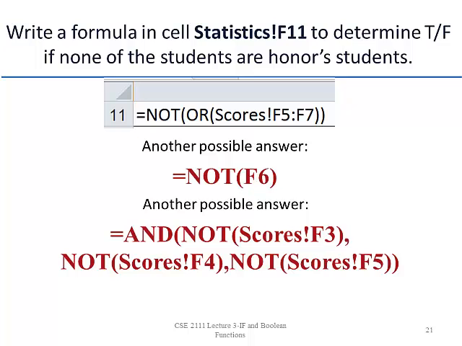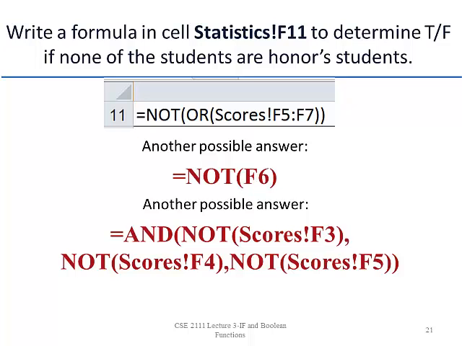Write a formula in cell Statistics F11 to determine true or false if none of the students are honor students. Anytime you see the words none of, you're going to want to use the NOT OR construct. What happens is you have the OR function. Remember, the NOT function only has one argument. In this case, the argument is another function. What the OR function does is it's going to tell you if at least one person is an honor student. So if one person is an honor student, that OR statement is going to evaluate to true. The NOT statement will negate it. NOT true is false, because you're checking to see if none of the students are honor students.